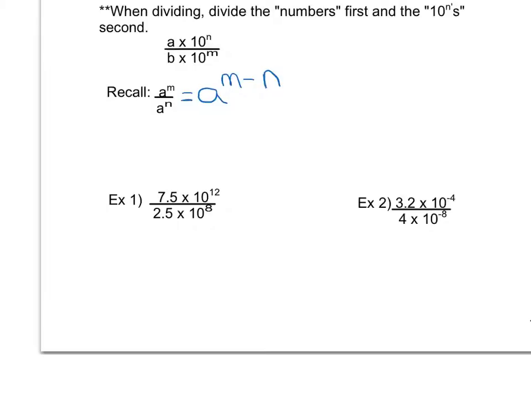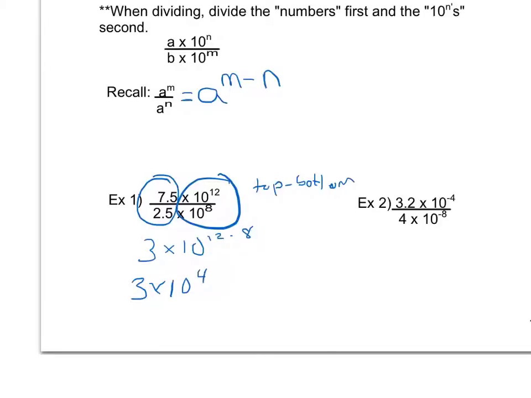On the first one, 7.5 divided by 2.5, I am going to divide those first. So 7.5 divided by 2.5 gives me 3, times 10 to the 12 divided by 10 to the 8th, which is 10 to the 12 minus 8. We always do top minus bottom when we're looking at our exponents. So that gives me 3 times 10 to the 4th. I ask myself, is this in scientific notation? Because the number 3 is between 1 and 10, it is, so there's nothing else I need to do. That is my final answer.